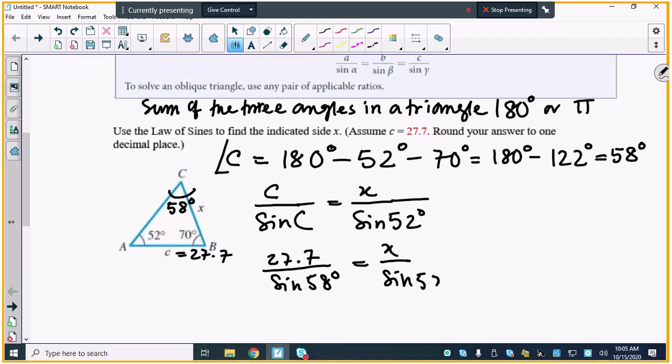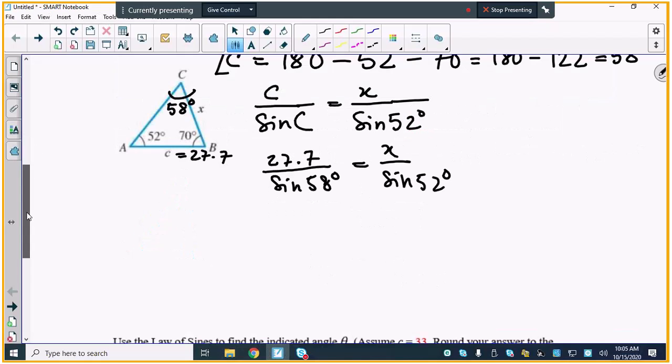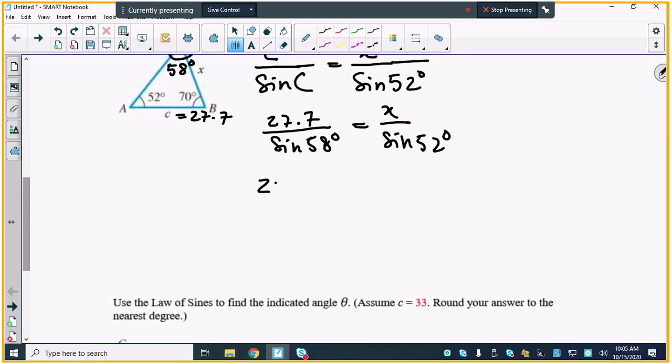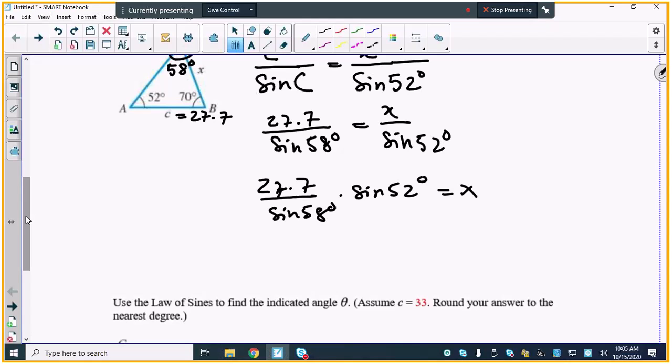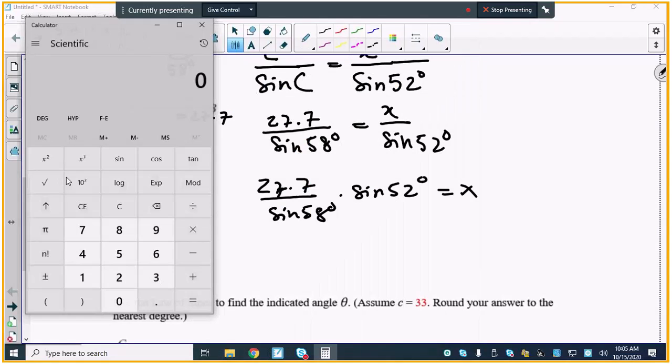If I'm trying to solve for the value of x, I will multiply by sine 52 degrees on both sides. So if I do so, I get 27.7 over sine of 58 degrees times sine of 52 degrees equal to x. And then the rest of the work is going to be done in the calculator. Remember, we're going to round it to 1 decimal place. So you will read your question instruction very carefully to understand how many decimal places you are rounding each answer to.